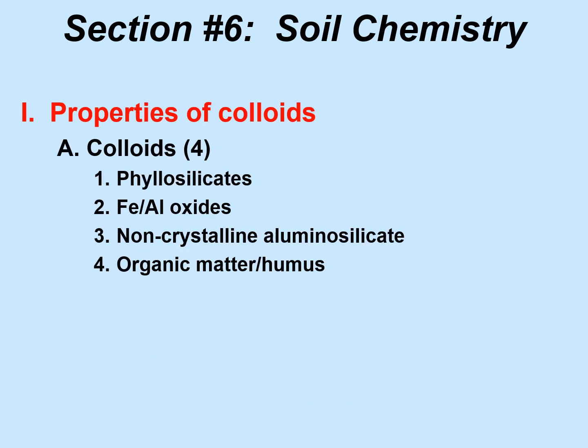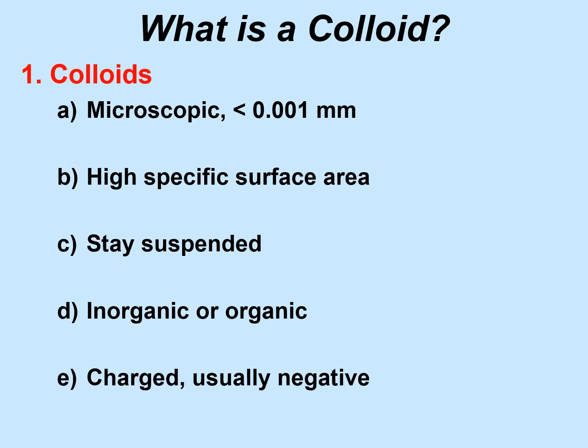So we'll focus specifically on colloids, and we'll talk about the properties of colloids initially, and then move into the four main groups of colloids, which you can see here: phyllosilicates, iron aluminum oxides, non-crystalline aluminosilicates or amorphous aluminosilicates, and organic matter.